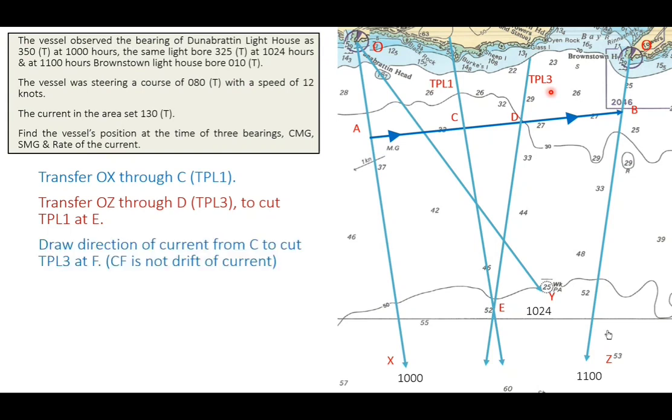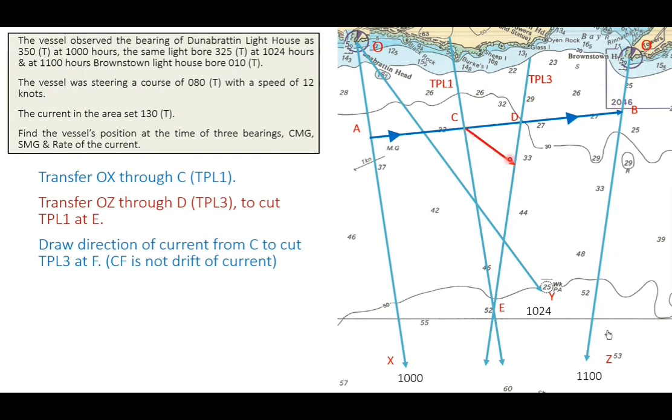Now moving on to the next step. I know the direction of my current. The set of my current is 130. So I have to draw a line from point Charlie in this direction. So the direction of my current is 130. I align my parallel ruler to 130, bring it to point C and draw a line.